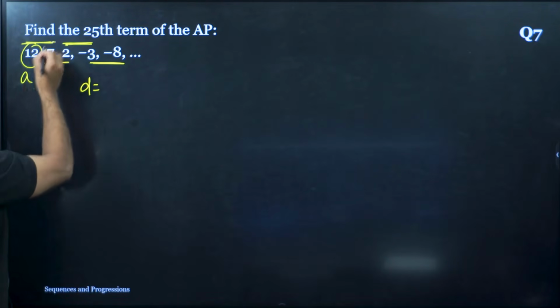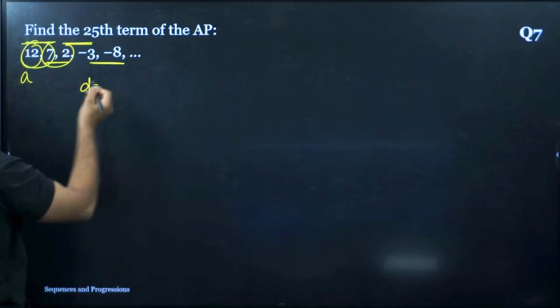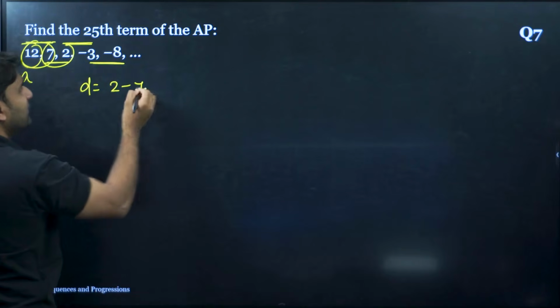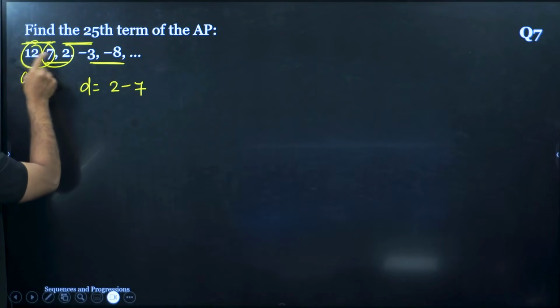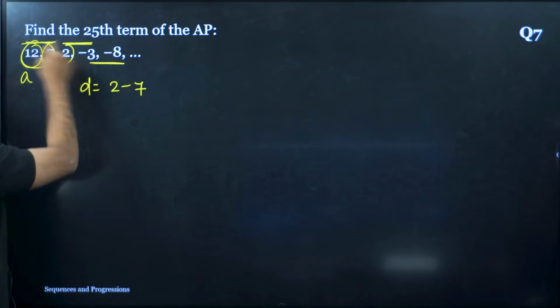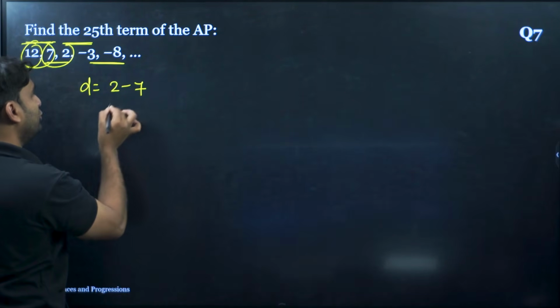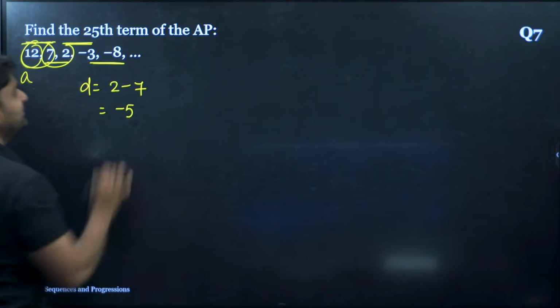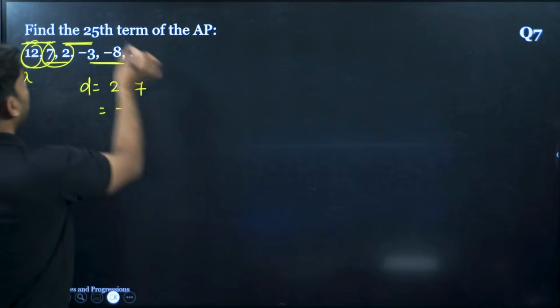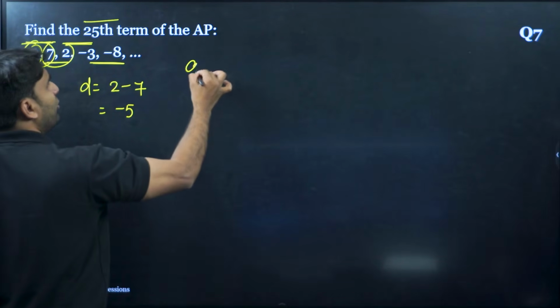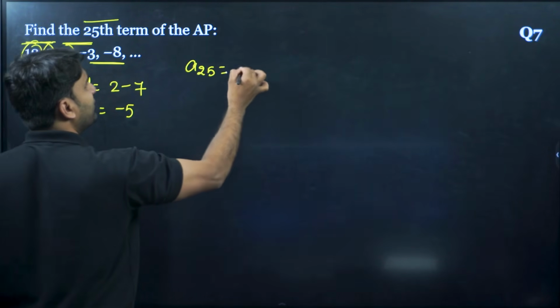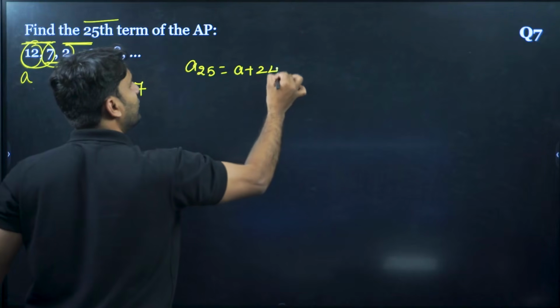So we can take this pair or you can take this pair also. 2 minus 7, or you can also subtract 12 from 7. 7 minus 12, 2 minus 3, 8 minus 3. You can pick any pair. So 2 minus 7 will be minus 5. This is the difference. Okay. What we required? The 25th term. So the formula will be A plus 24D.